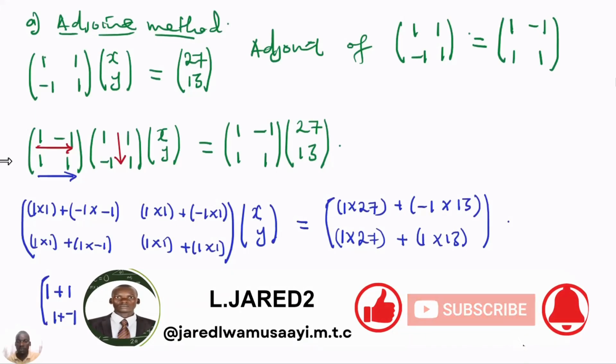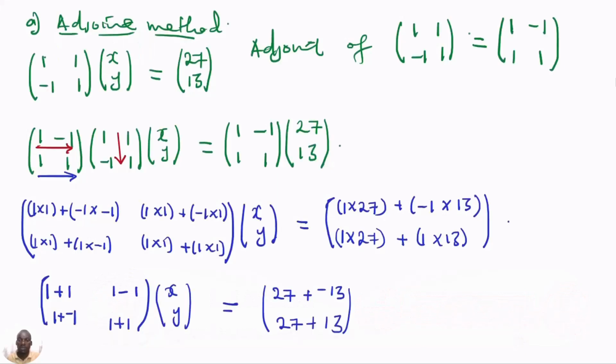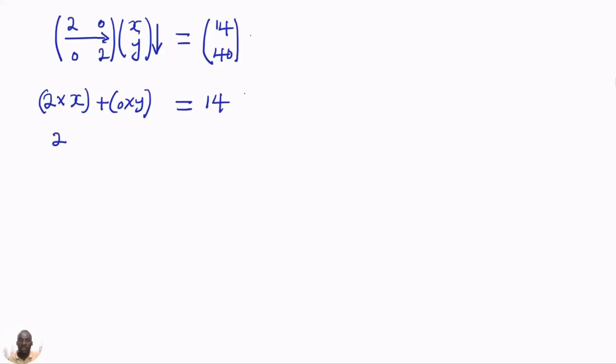Then we have 27 minus 13, which gives us the 14. Then 27 plus 13, it gives us the 40. So this is what we have. Then from here we still multiply following the row by column. So we have the 2 multiplied by the x plus the 0 multiplied by y should be equal to the 14. So 2 multiplied by x is the same as having 2x plus the 0, then it should be equal to the 14. So simply have 2x being equal to 14.